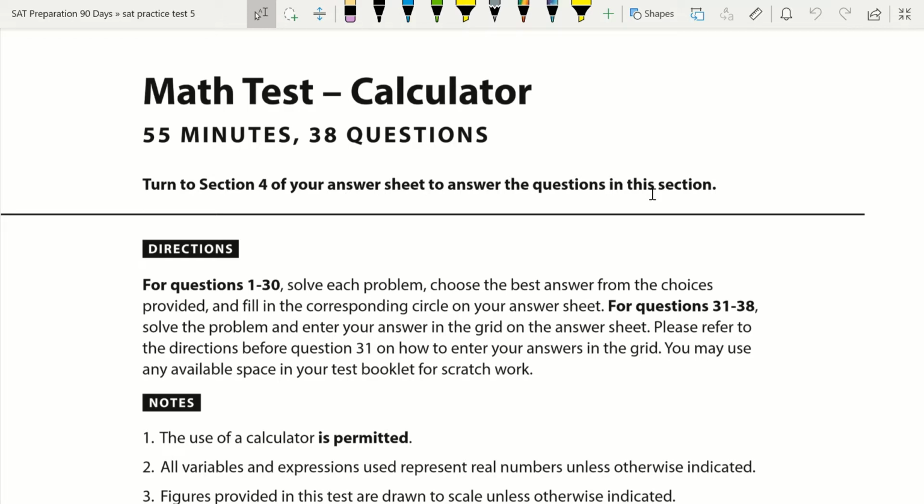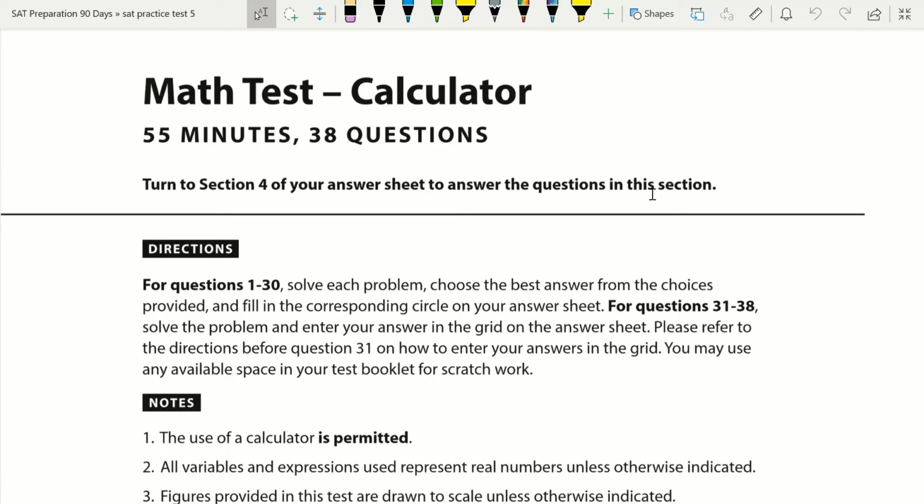Today is day 53 in our 90-day SAT Prep series. Today I'll be doing a walkthrough of the Math with Calculator section of SAT Practice Test 5. I scored perfectly on the Math section of the SAT on back-to-back SATs, and today I'll be really taking you through and showing you that pacing that I outlined yesterday.